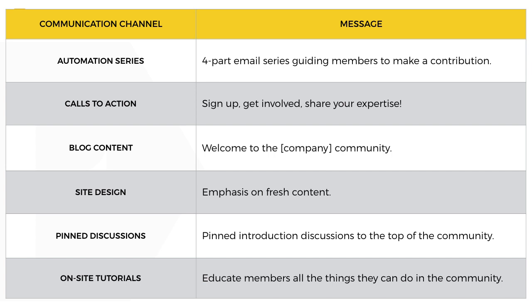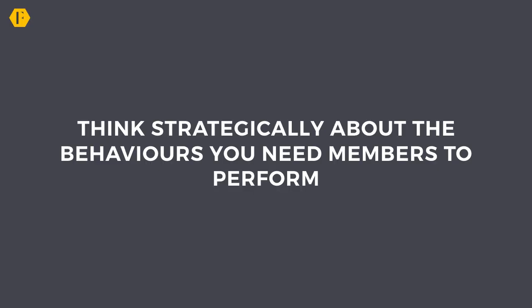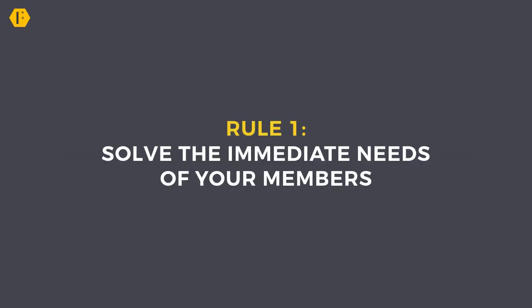Instead, think strategically about the behaviors you need members to perform and what your members need from that community. What members need from a community changes over time. And that means the things we're communicating to them have to change over time as well. So think strategically about the behaviors that you need. And the first rule is to solve the immediate needs of your members.